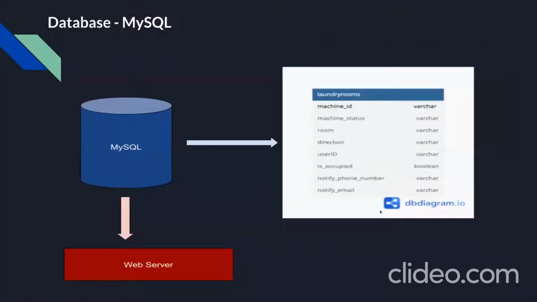For our database, we use MySQL. The database is in its own Docker container. Each record has 8 fields: machine ID, machine status, room, direction, user ID, is occupied, notified phone number, notified email, which are all varchar except for is occupied, which is bigint. Next slide.